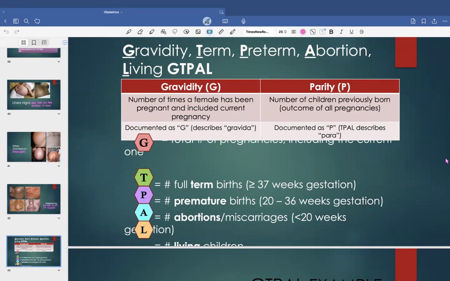The T is term, a full term birth. What do we say a full term birth was? 37 to 42 weeks. So anything equal to or greater than 37 weeks is a full term birth. Premature births are under 37 weeks. But for this, the P is 20 to 36 weeks gestation. The A, abortions or miscarriages, defines anything less than 20 weeks gestation.